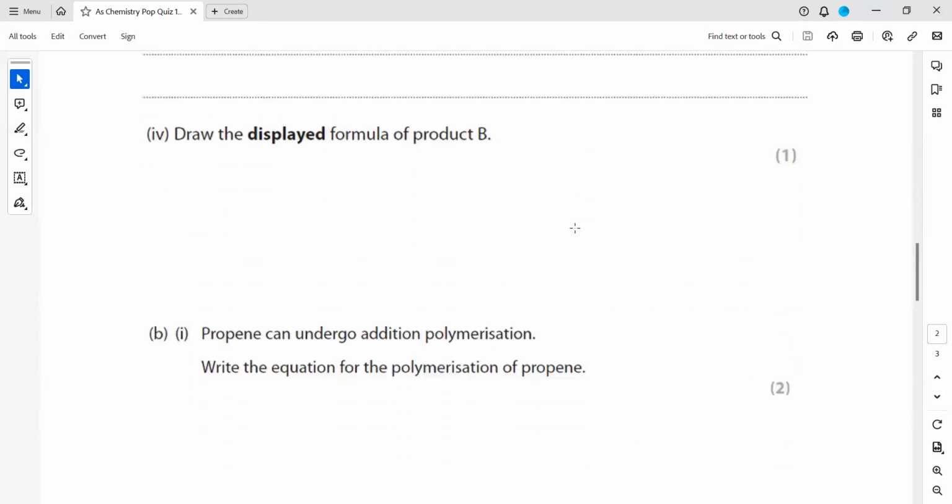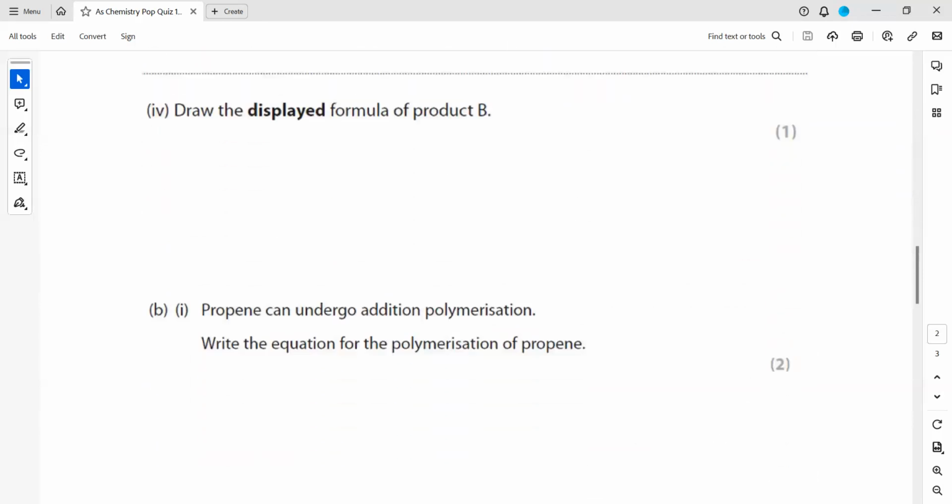So we have to draw the displayed formula. When they say displayed formula, it means you have to show all the bonds and all the atoms. If it was a structural formula, we don't have to show all the bonds. But in a displayed formula, you should represent all the bonds. So first, propene will convert into propane, like the double bond turns into a single bond. And then what will happen? The OH will be attached. Here the OH will be attached, and this also the OH will be attached.